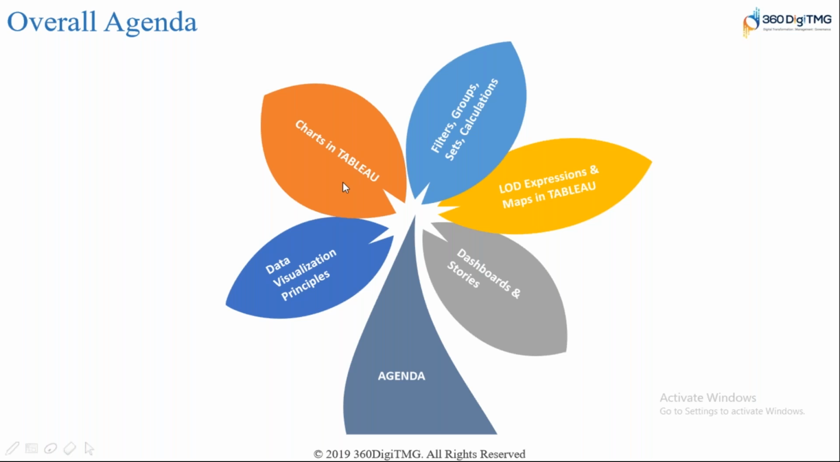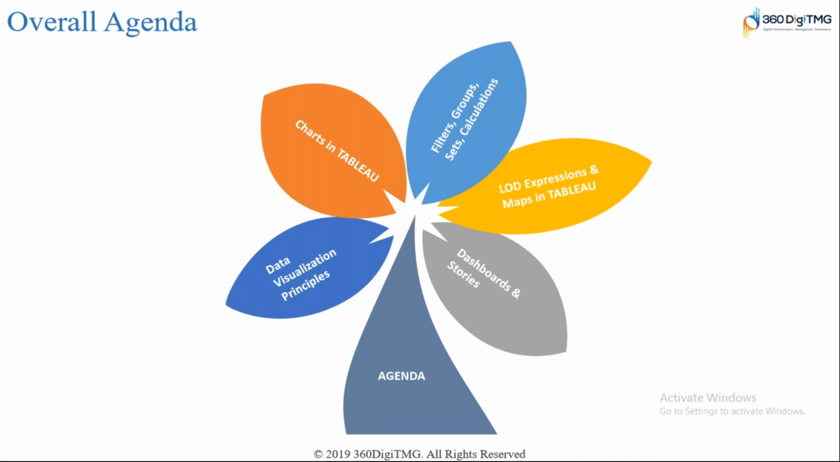After learning how to create charts, alongside that, we will also be learning different concepts: how do we create filters in Tableau, what are groups, how do we sort the data, how do we create a set, what are calculations, when do we need to create calculations, and how do we create them. Under calculations, we have one category called level of detail expressions. We will be looking at that in detail with real-time use cases and applications of level of detail, or LOD, expressions.